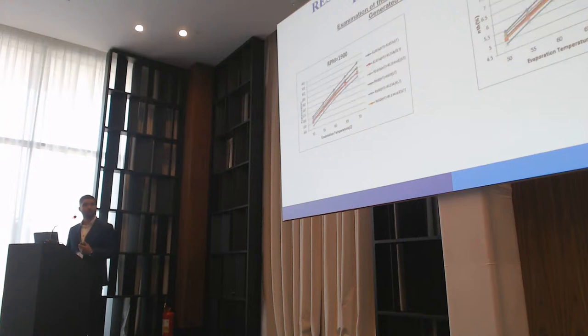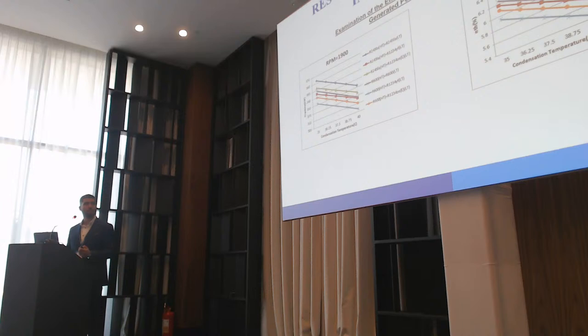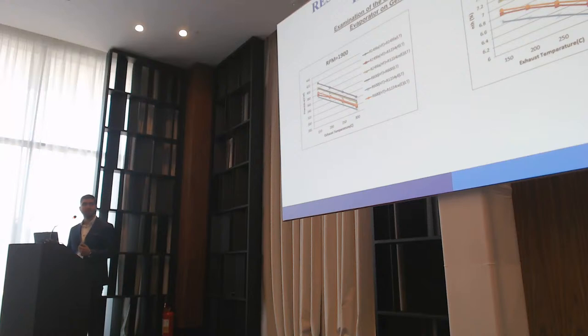With the increase of the evaporation temperature of the low temperature loop, we can notice an increase in generated power and thermal efficiency. With the increase of the condensation temperature of the low temperature loop, both the generated power and thermal efficiency are decreased. And finally, with the decrease of the exhaust gas temperature after the high temperature loop, we can notice an increase in both generated power and thermal efficiency of the system.